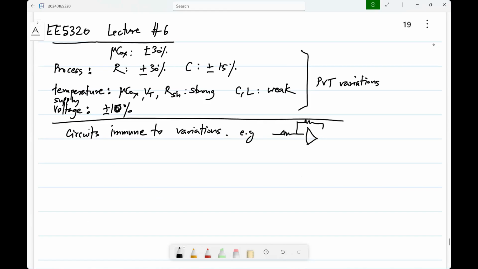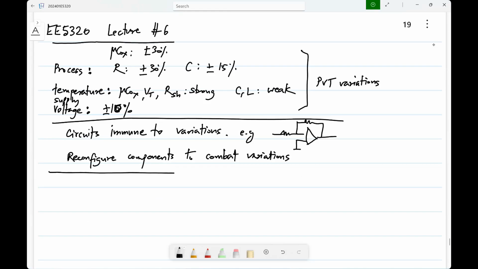So this is an example of a negative feedback amplifier, and you can also reconfigure components to combat variations. Okay.